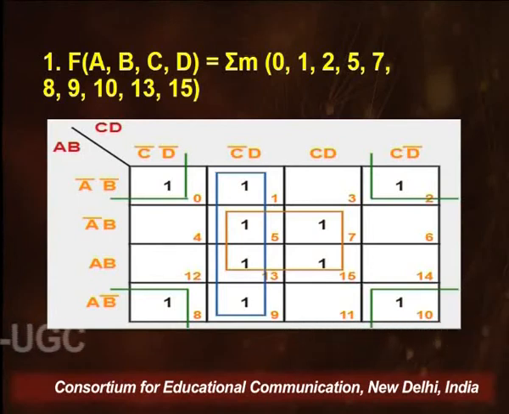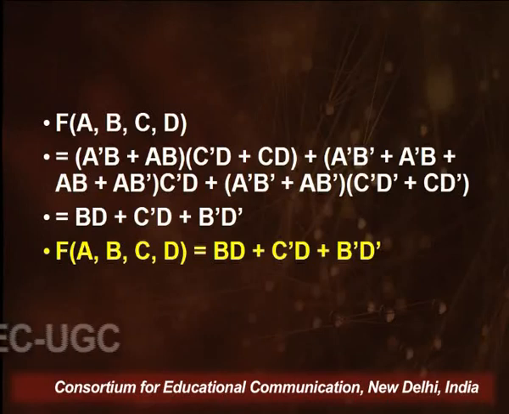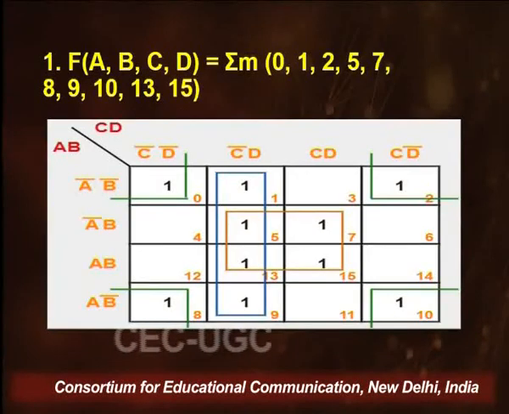Look at the groups that we have made here. The central group of 4, a vertical group of 4 and the 4 corners as a wraparound group of 4 each. So you know how you can use a wraparound, which makes it a bigger group of 4. The simplified answer here comes out as BD plus C'D plus B'D'. I can explain any one of these.